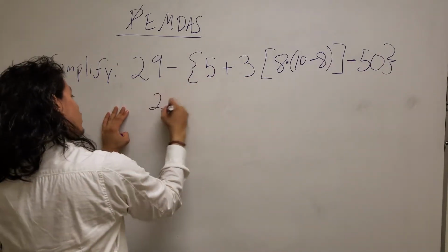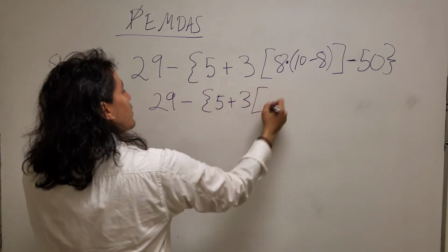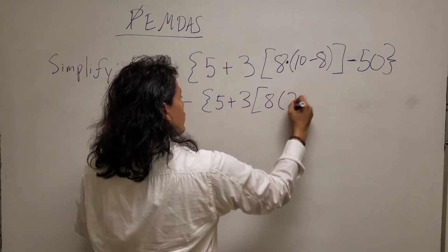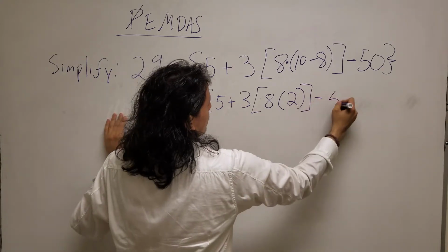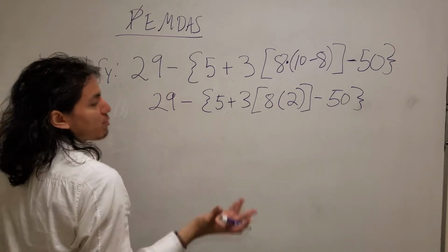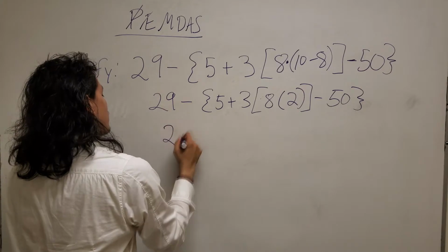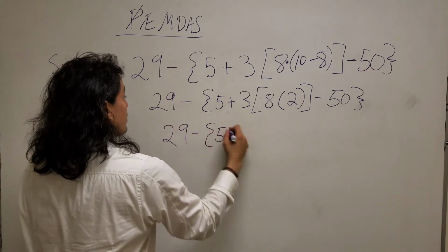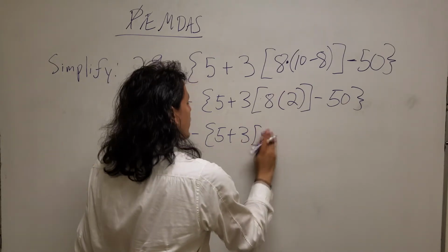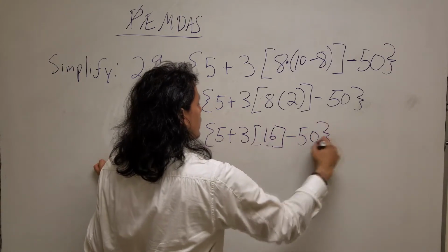So it's going to be 29 minus 5 plus 3 times 8. So it's 10 minus 8 is 2. Minus 50 parentheses. Okay. Next, do we have any exponents? No. So we can forget about it. So let's do multiplication. But we're still in the innermost parentheses, mind you. So I'm going to multiply 8 times 2, which is 16, minus 50.